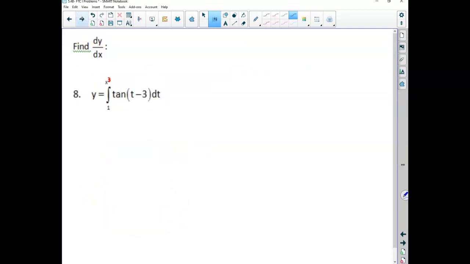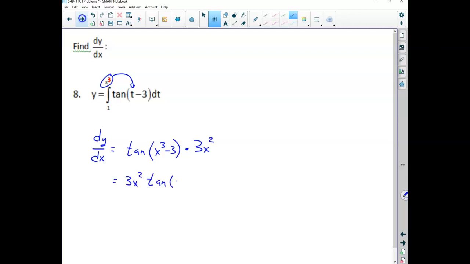Next one, moving right along. Well, I'm going to take the derivative of that, so dy/dx is going to equal, well, what is that? I've got to take this and stuff it in, so that's going to be tangent of x cubed minus 3 times my derivative of 3x squared. I probably would write 3x squared tangent of x cubed minus 3. That's what dy/dx equals.